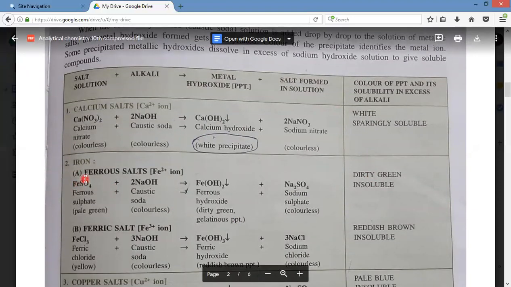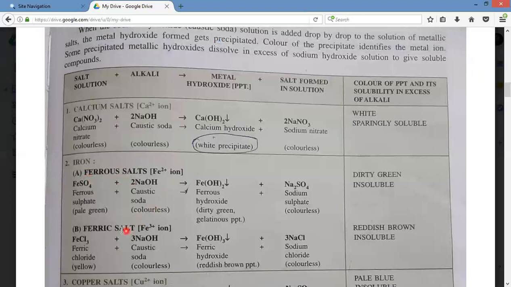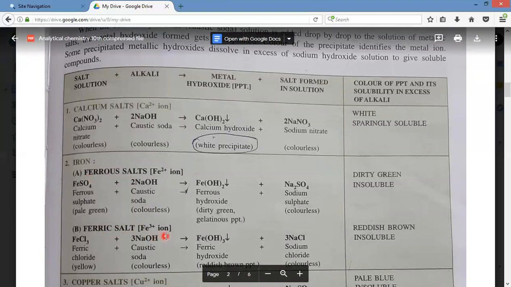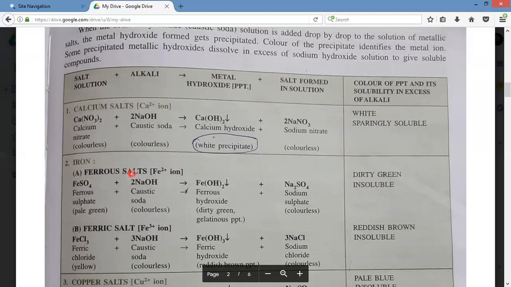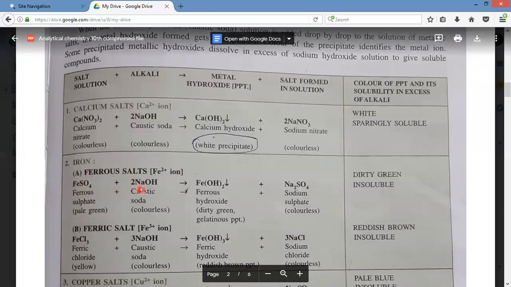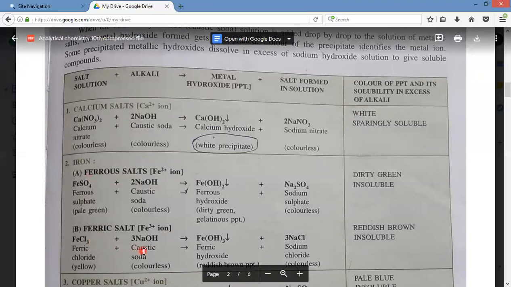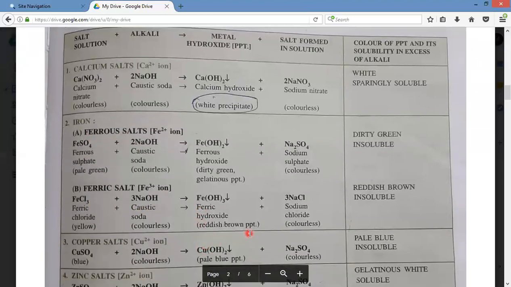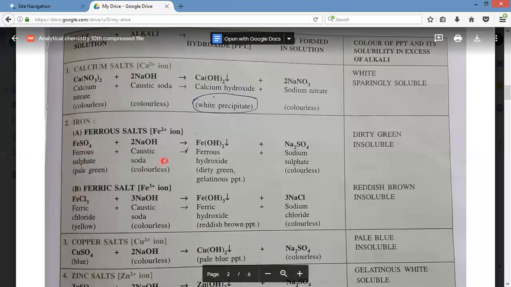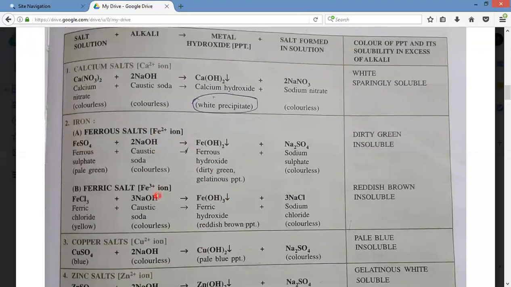Second one is iron. Under iron, there are two salts. One is the ferrous salt, Fe2+ ion, and another is the ferric salt, Fe3+ ion. Ferrous will give a different result and ferric will give a different result. When ferrous sulfate is treated with sodium hydroxide, it leads to a dirty green gelatinous precipitate. And when ferric is treated with sodium hydroxide, reddish brown precipitates form. It means that the salts can give different results with the same reagent.